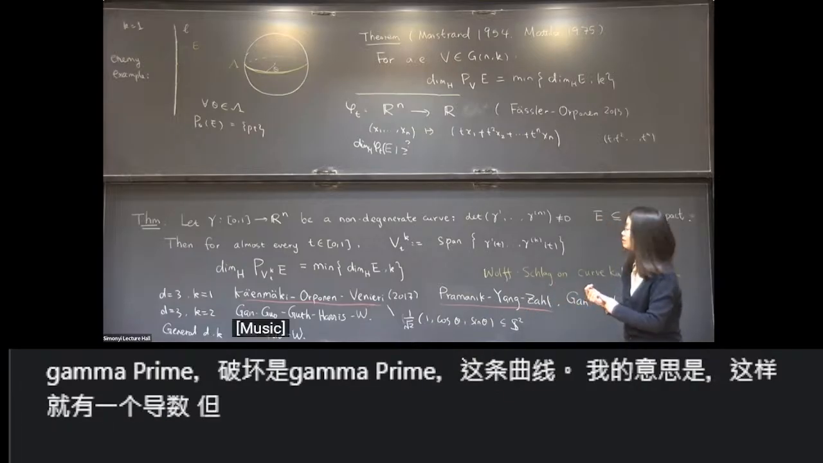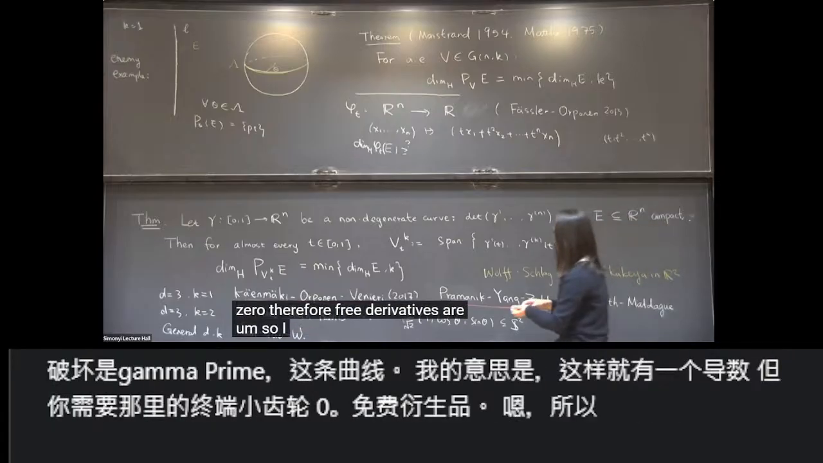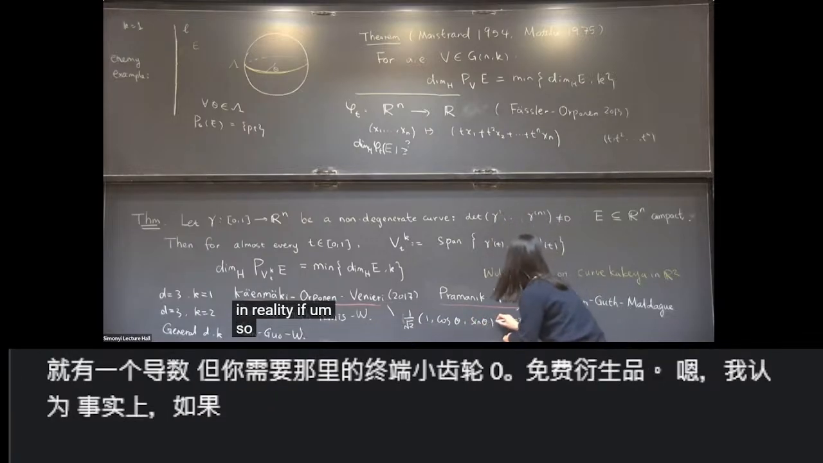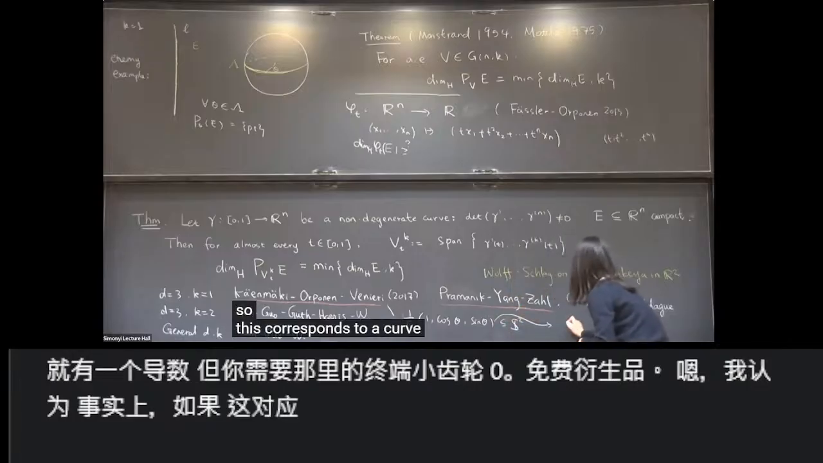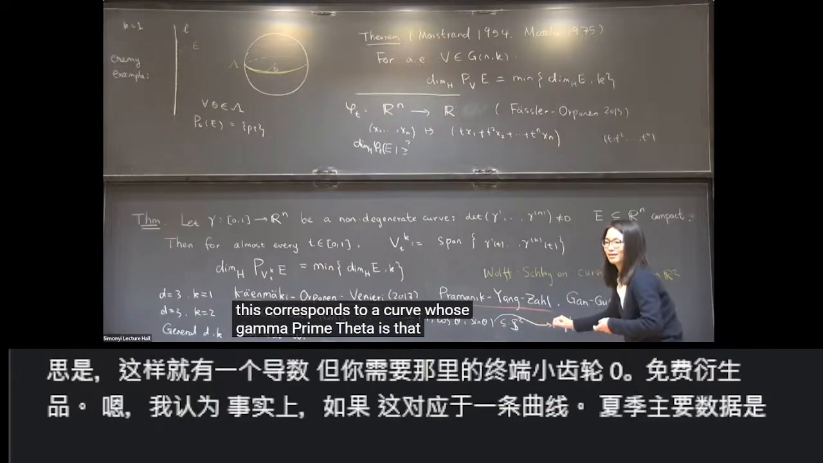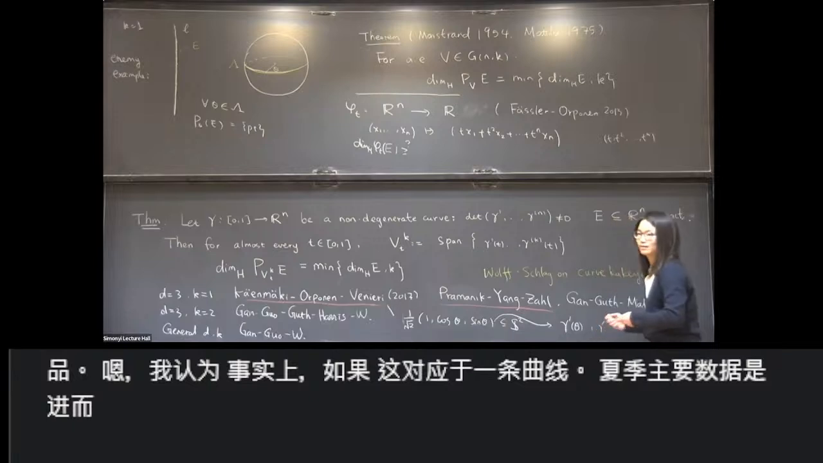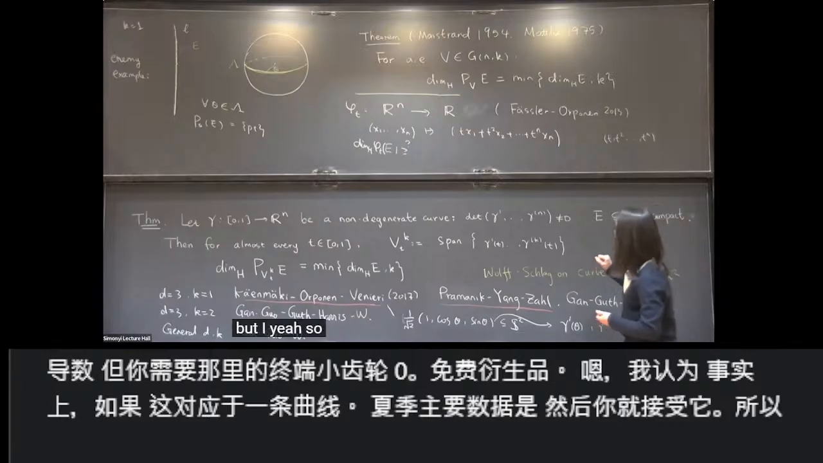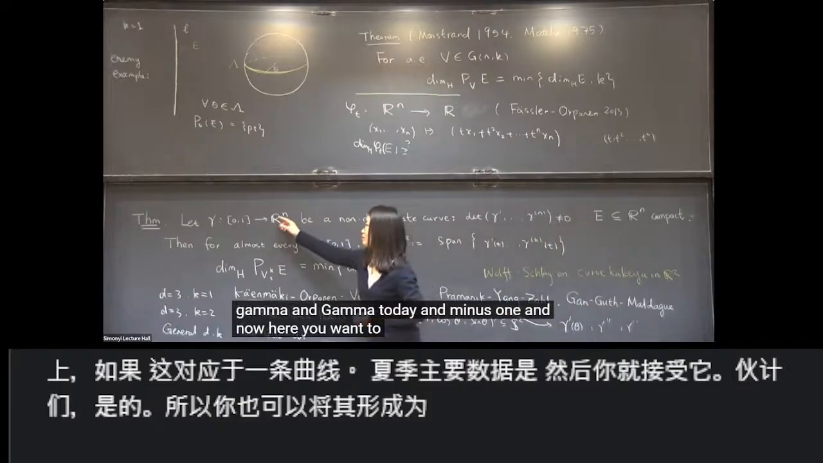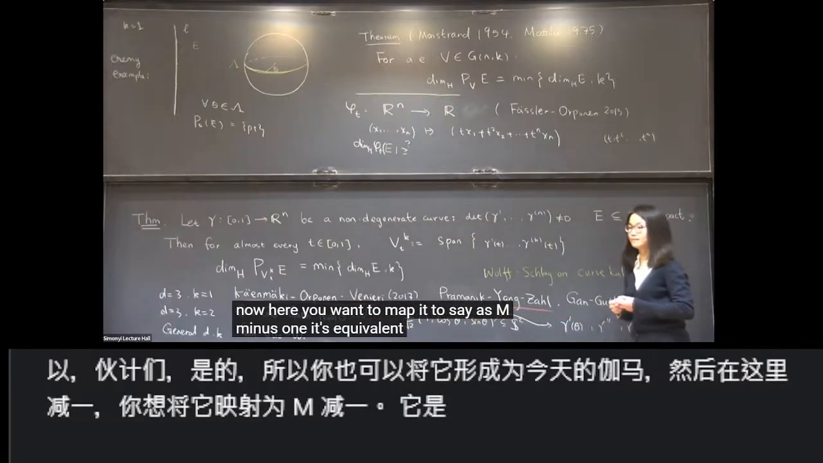But you need the determinant being non-zero there for 3 derivatives, or? So I think in reality, this corresponds to a curve whose gamma prime of theta is that. And then you take the double prime and triple prime derivatives. So you can also formulate it as gamma up to gamma to the n minus 1, and now you want to map it to S^(n-1). It's equivalent. Okay.